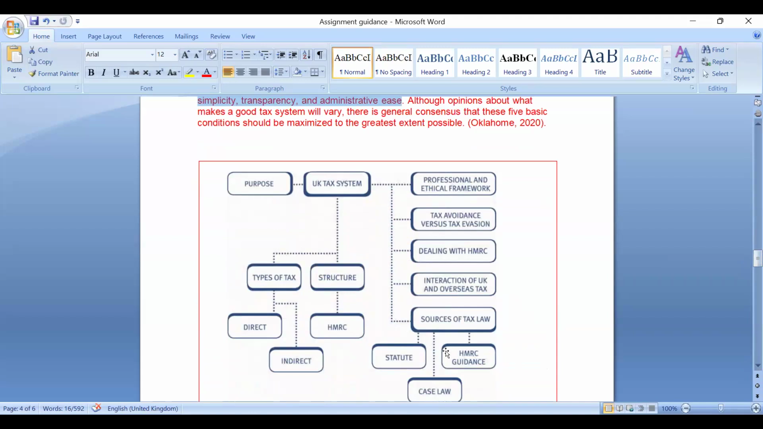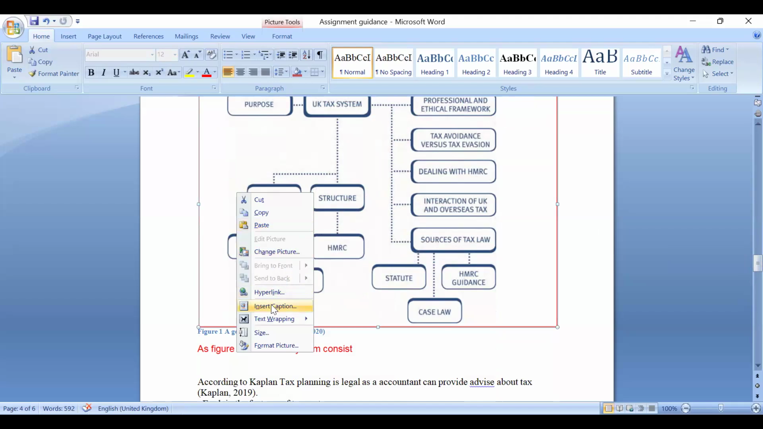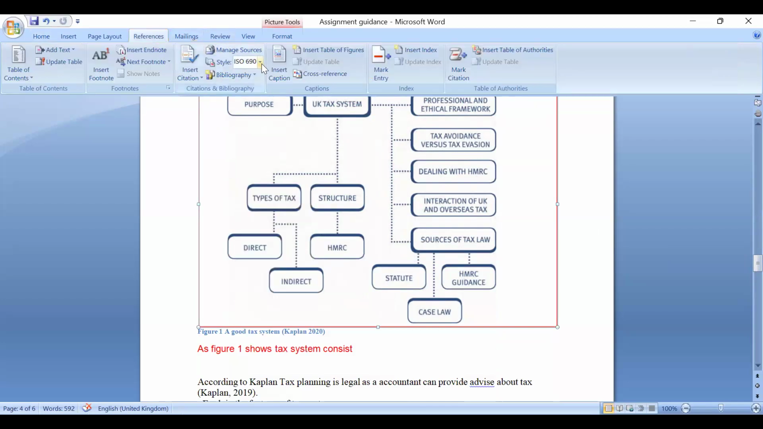So we covered the taxation system: what is the purpose and structure, direct and indirect taxes, and all these? I included that, and I got this whole layout from the Kaplan website. I'll show you how. And if you are including any picture, it needs a reference. If you right click, can you see the template here? If you go to the reference page, you can change your style to Harvard reference style. Which style are we using? Harvard reference. My software, MS Office, is slightly old, but when you do yours, you will find there is a Harvard reference.